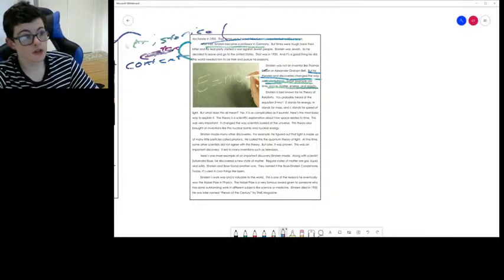So since this is a larger chunk, I'll give everyone 4 minutes to annotate this section.